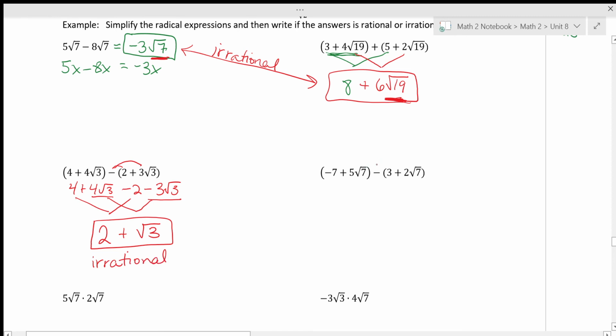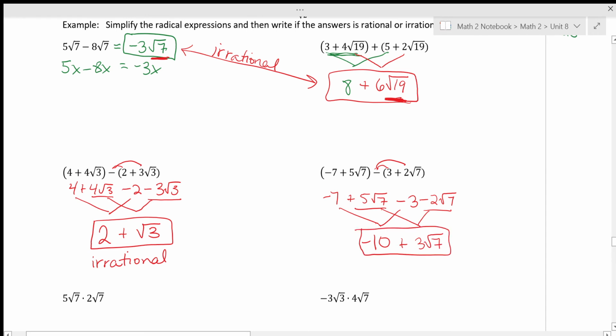Okay, next one, same process. We've got a minus here, which we need to distribute into our parentheses. So we're going to have negative 7 plus 5 root 7, and then we're going to have minus 3 and minus 2 root 7. So the negative 7 and the minus 3 we can combine, we get negative 10. And then the plus 5 root 7 and the minus 2 root 7 we can combine, and we get plus 3 root 7. And this is still irrational because we still have that imperfect radical.